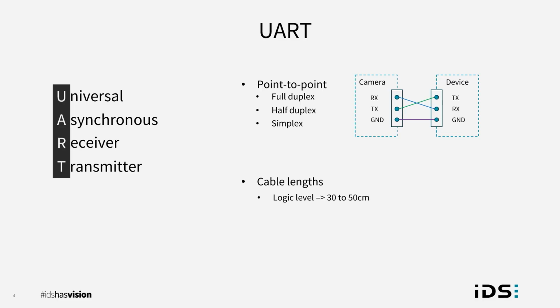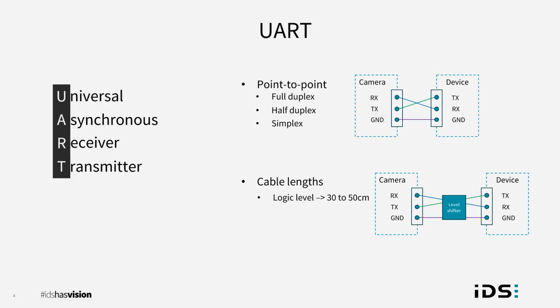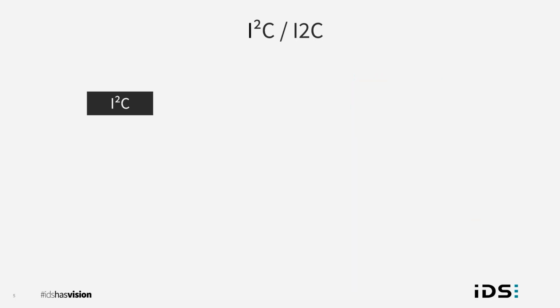If, however, the device requires RS-232 or RS-485 signal levels, an additional but low-cost level shifter component is required. This has the benefit of longer cable lengths, up to 20 meters with RS-232 and up to 1.2 kilometers on RS-485 between the camera and the device, and also offers more electrical protection and noise tolerance.